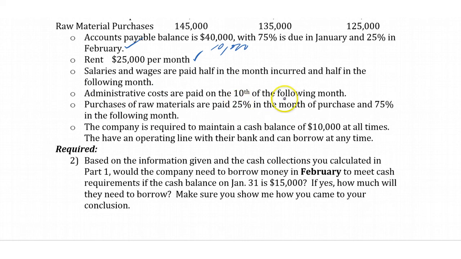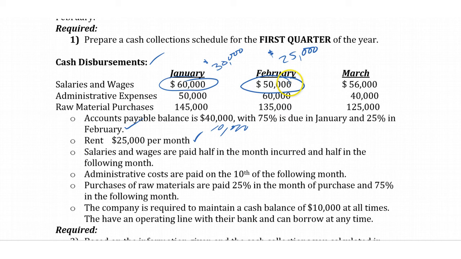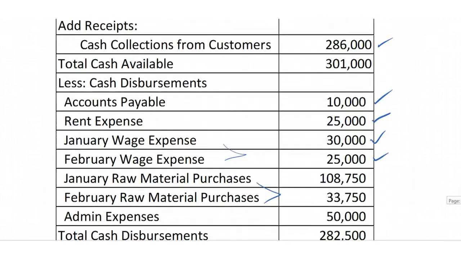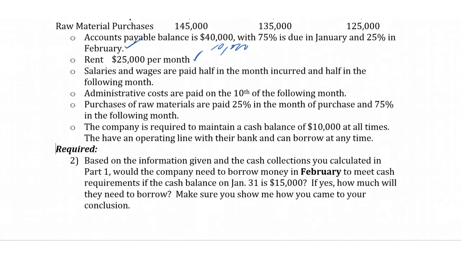Administrative costs are paid on the 10th of the following month. So what did we pay in February? Did we pay February's administrative expenses? No. We paid January's administrative expenses. January's administrative expenses would be paid on February 10th. And so for February cash, we'd record the $50,000. Looks like I might have put this in my order a little bit off right there.